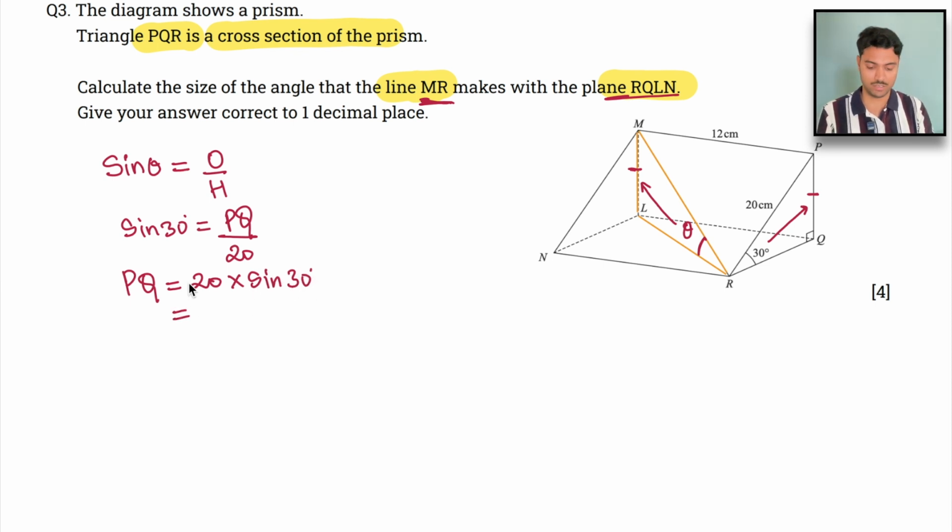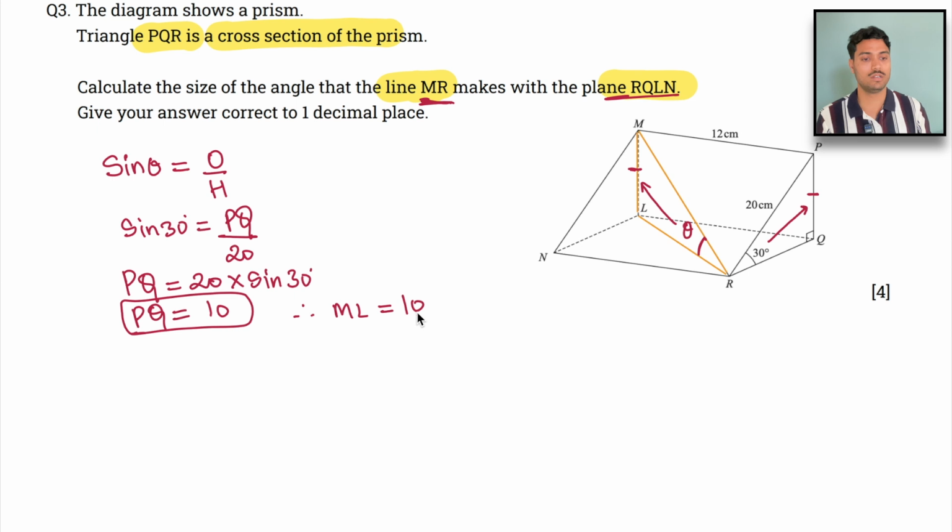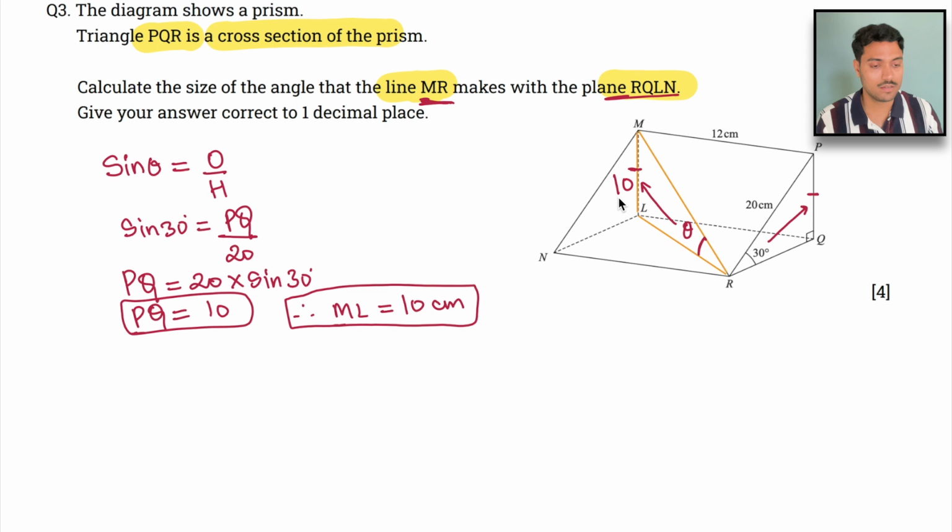So 20 into sine 30 is how much? That's 10, because the value of sine 30 is 1 by 2. So 20 into 1 by 2 is 10. So that's PQ, and hence ML will also be equal to 10 centimeters. So we'll use this value. Let's say this is 10, but we also have to work out the other value.